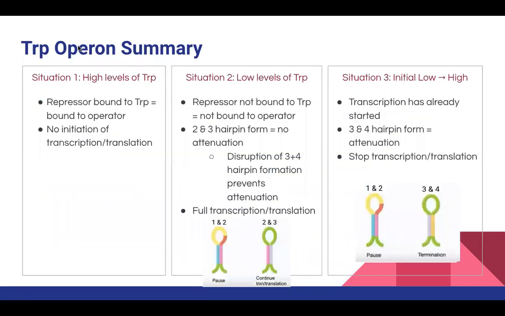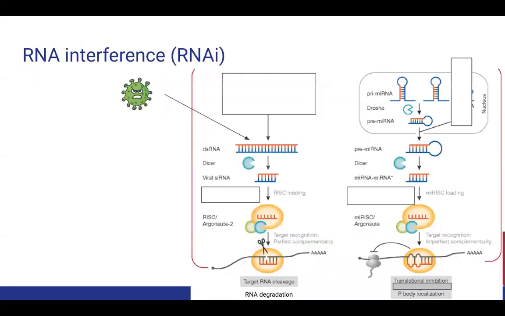So here's an overall summary of what's going to happen with the trp operon. And you guys can just use this to review. We just went over this. So the next topic we'll go over is RNA interference. And here's just a summary diagram.